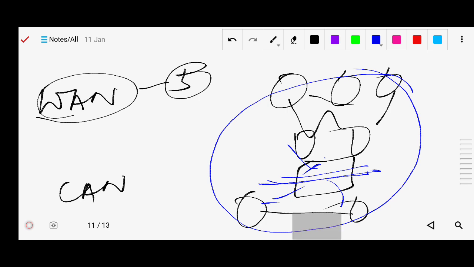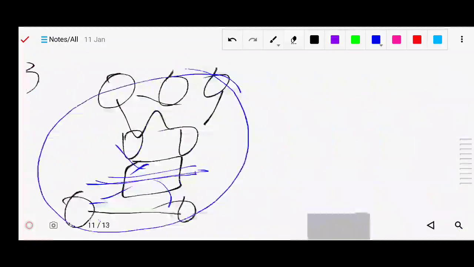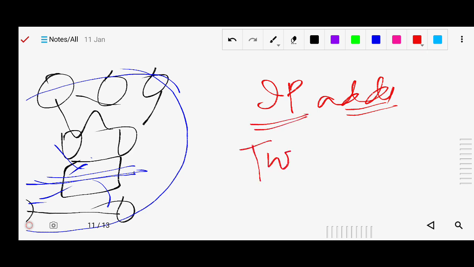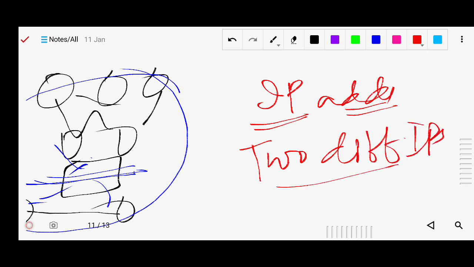And one more important point about routers, please keep in your mind, routers work on IP. It actually works on IP addresses. And what does it do? Routers connect two different IPs. What does a router do? Routers actually connect two different IP addresses.